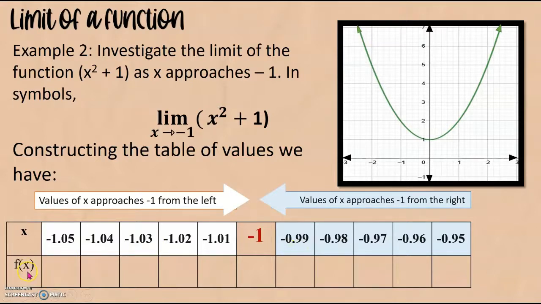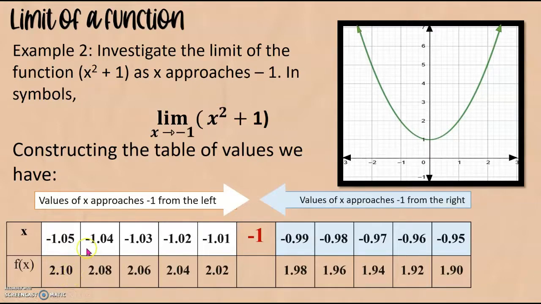Now, how do we find the values of f of x? By simply evaluating the function. When x is negative 1.05, f of x is 2.10. When x is negative 1.04, f of x is 2.08. When x is negative 1.03, f of x is 2.06. When x is negative 1.02, f of x is 2.04. When x is negative 1.01, f of x is equal to 2.02.